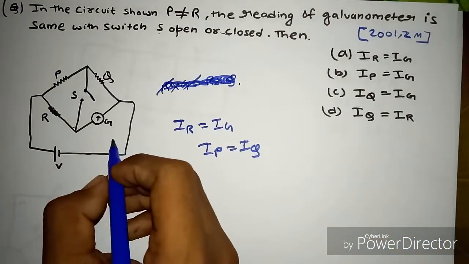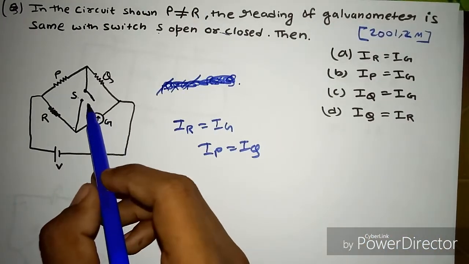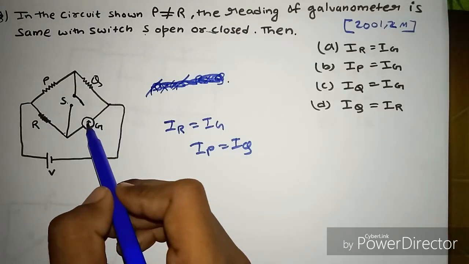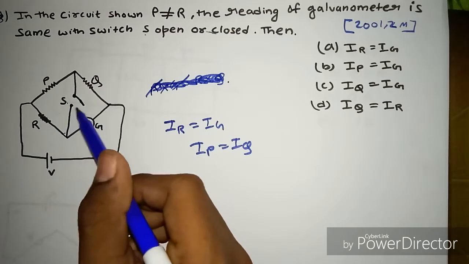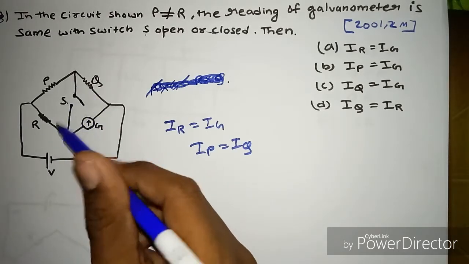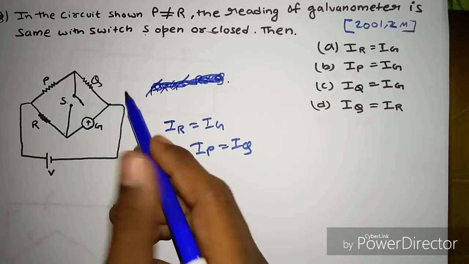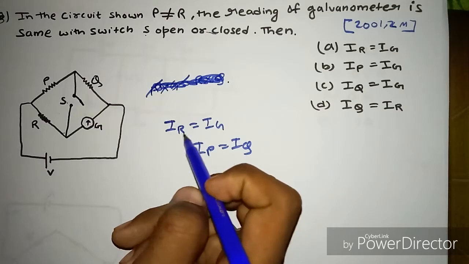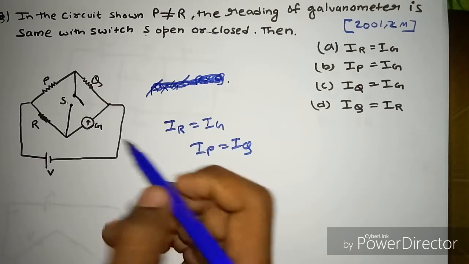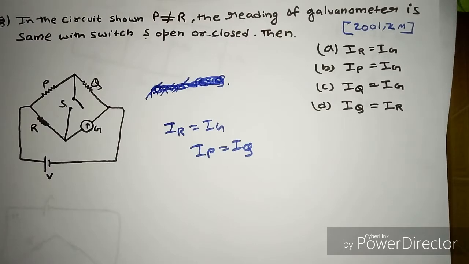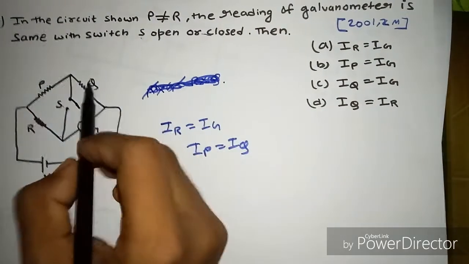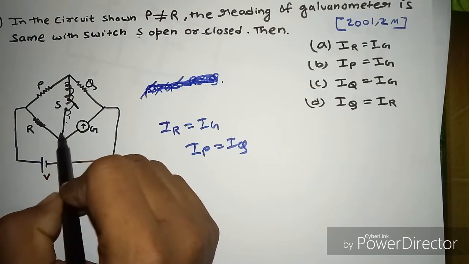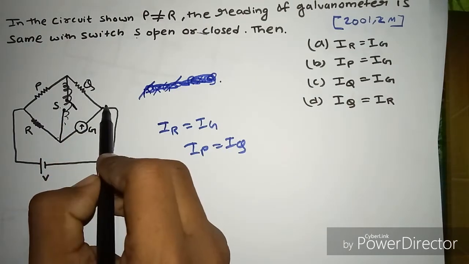Once again I am saying, as there is no change in the reading of the galvanometer with switch open or closed, it is independent of this switch, so it makes a balanced Wheatstone bridge. That means the current in R equals the current in G. It is a balanced Wheatstone bridge, so no current will flow from here, so it can be easily removed. Right? So these two are in series.